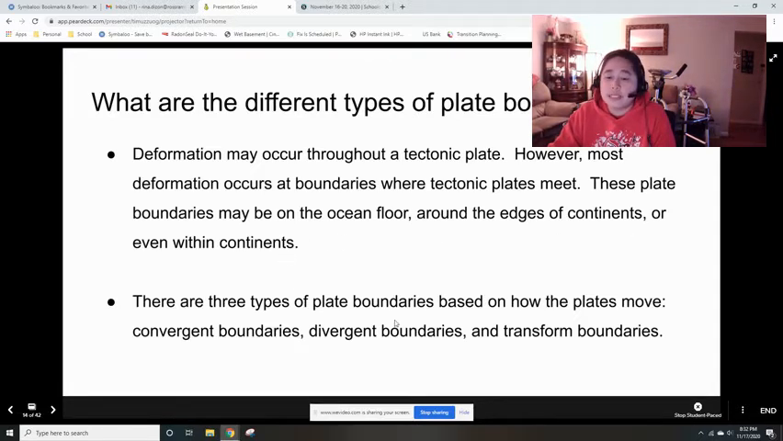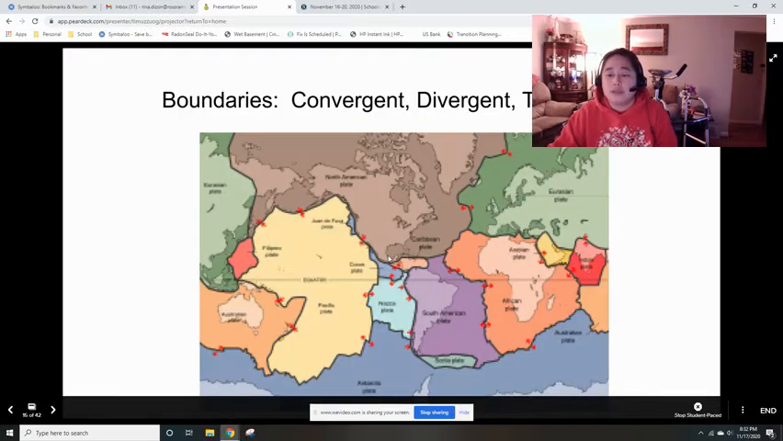So there are going to be three types of plate boundaries that we're going to talk about. This actually is a review from your web quest that you did on plate boundaries. There are convergent boundaries, divergent boundaries, and transform boundaries. So if you look here, this is actually a map of the different plates, and it's hard to see because it's kind of fuzzy, but the arrows are going to show the different types of boundaries that occur.